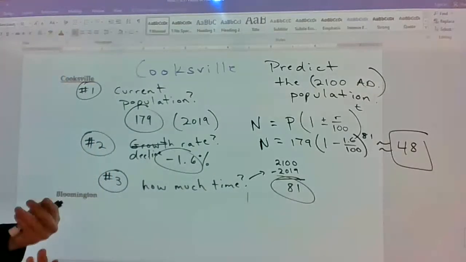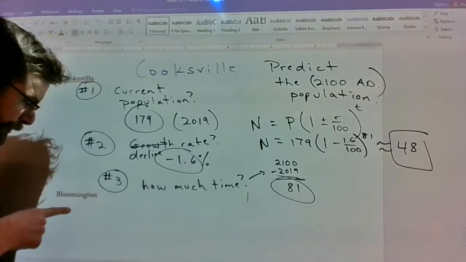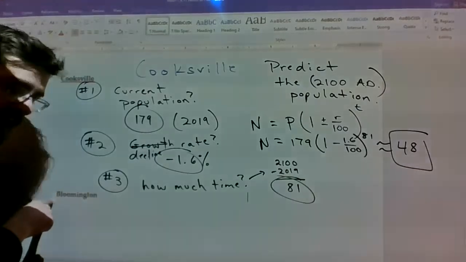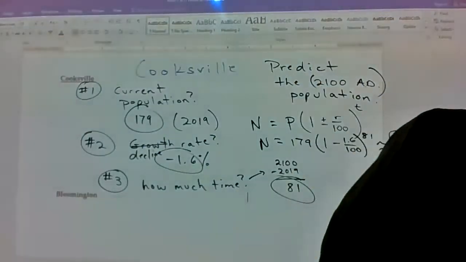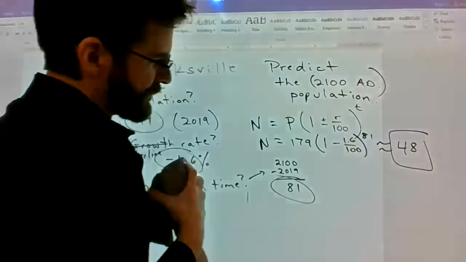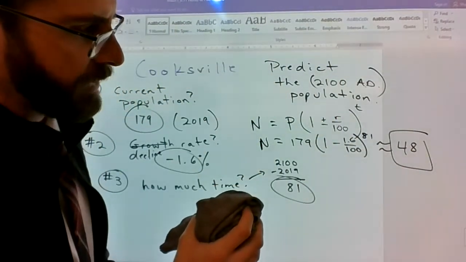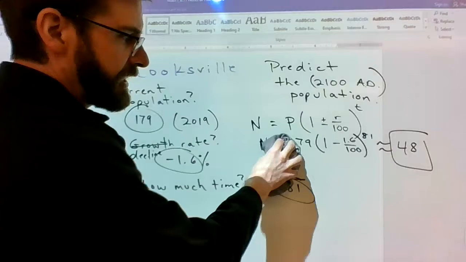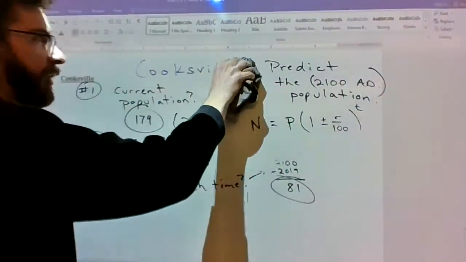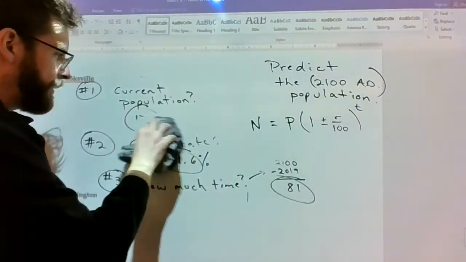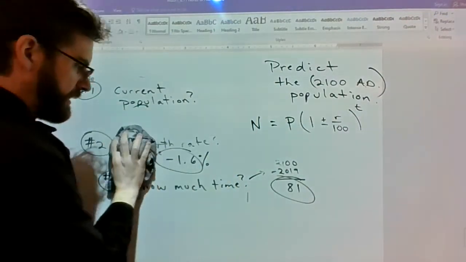All right, let's do the exact same thing, but through the lens and information of Bloomington. So I'm still going to predict the population of 2100 AD. I'm still using this model right here. I need to know what is all my information for Bloomington.